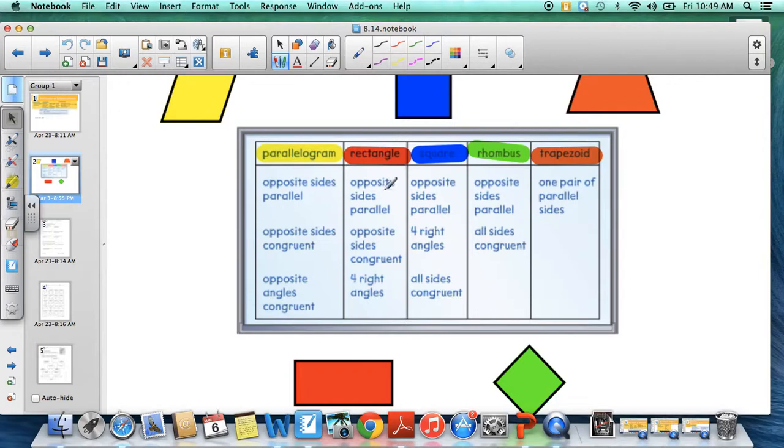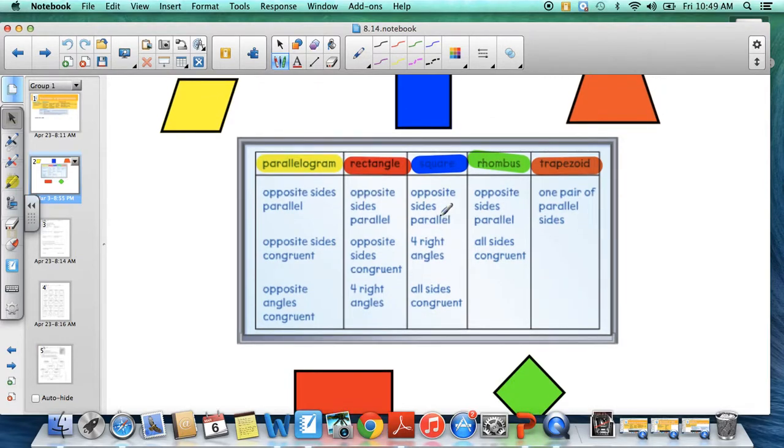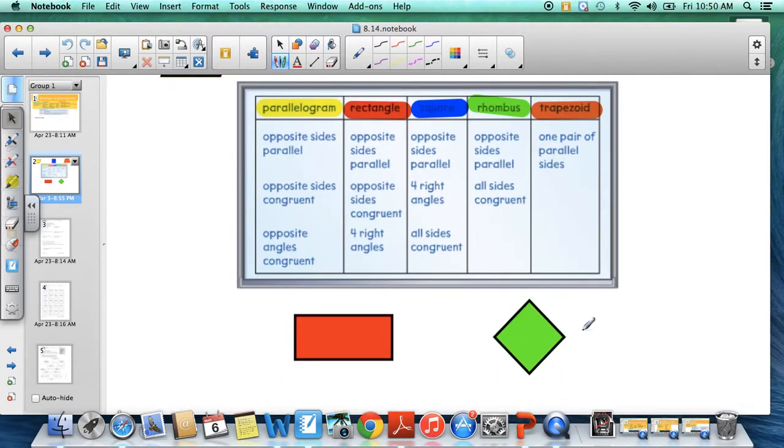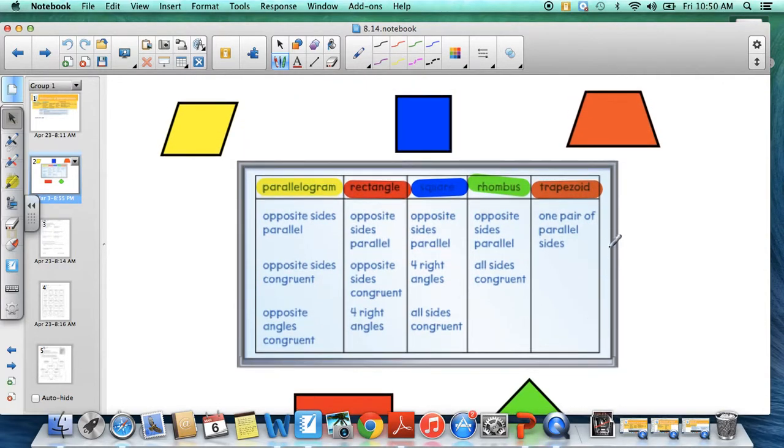A rectangle, which is this red shape down here, has opposite sides parallel, so they never meet, has opposite sides congruent, so they're the exact same length, and has 4 right angles, so a right angle is 90 degrees. Then the blue little shape is a square. I hope you all know what a square is. Opposite sides are parallel, 4 right angles, so 4 90-degree angles, and all sides are congruent, which means they're all the same length. A rhombus, also known as a diamond, this green shape, has opposite sides parallel and all sides congruent. And then a trapezoid, this lovely orange shape right here, has 1 pair of parallel sides.